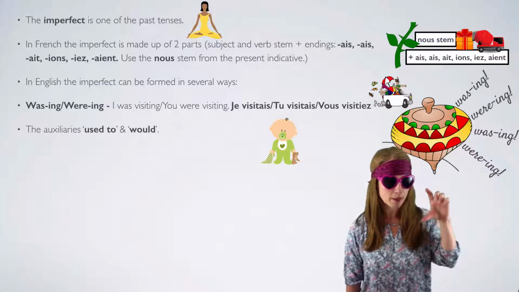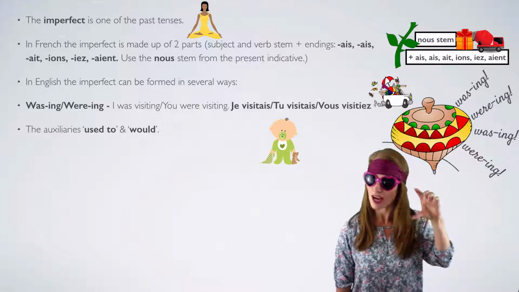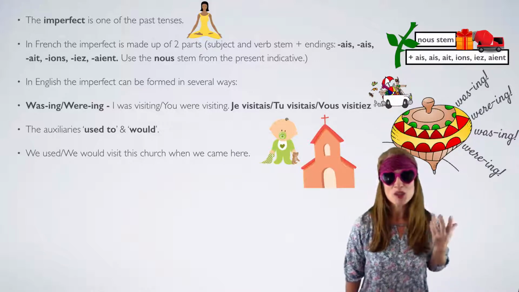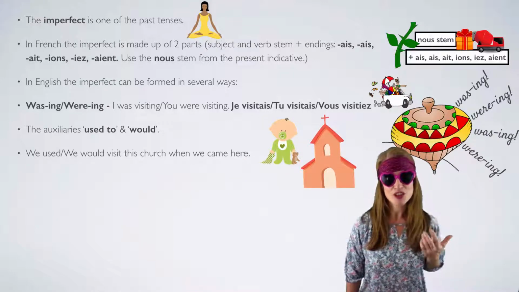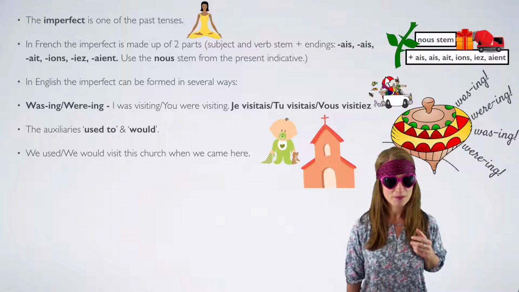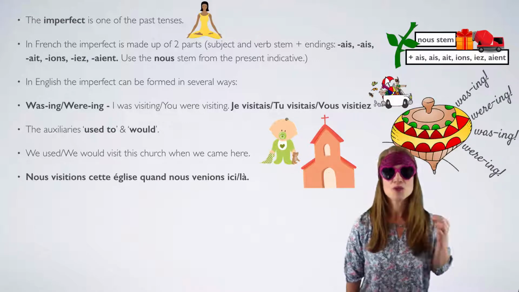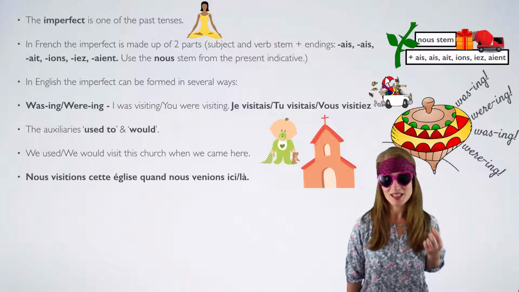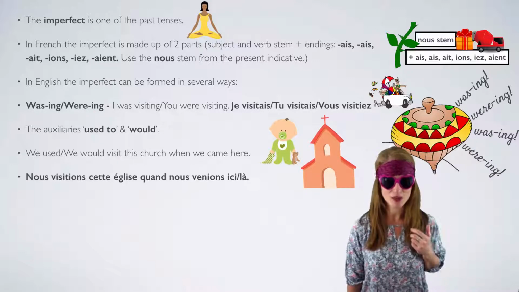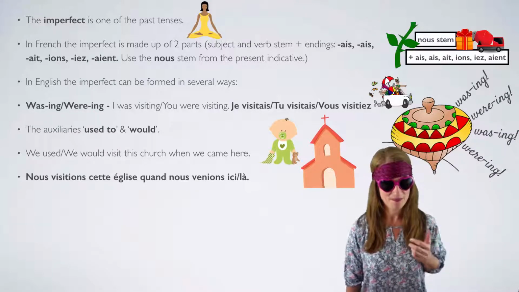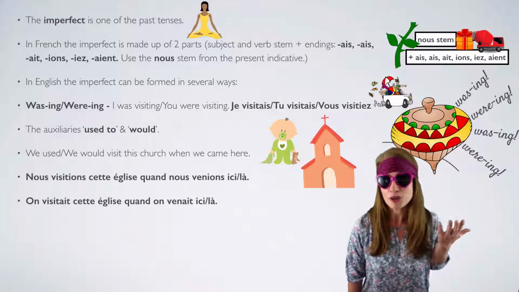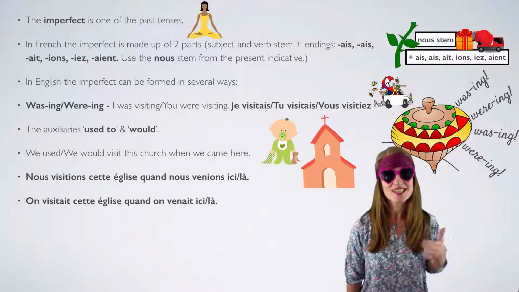Here's a little example. When I were a lad, I used to. I would. We used to, or we would visit this church when we came here. Nous visitions cette église quand nous venions ici, or quand nous venions là. Or if you're going to use on: on visitait cette église quand on venait ici, ou quand on venait là.